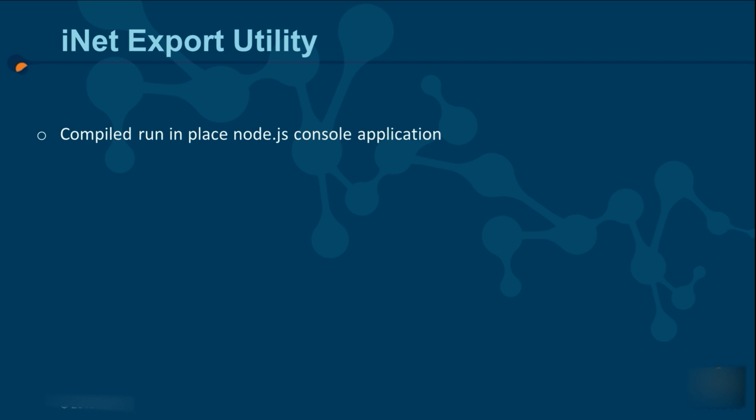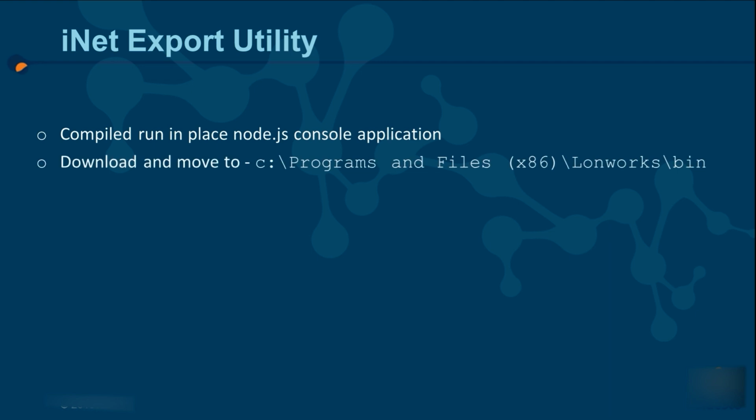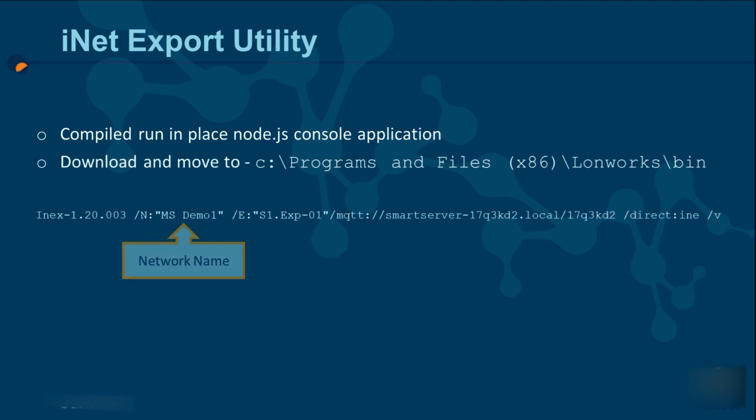The iNet export utility is a compiled run-in-place Node.js console application that is used to export parts of an IzoT CT database to a form that can be accessed by the SmartServer IoT for monitoring and control. Let's have a look at the command line parameters.